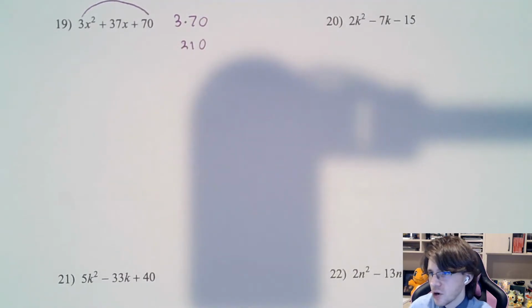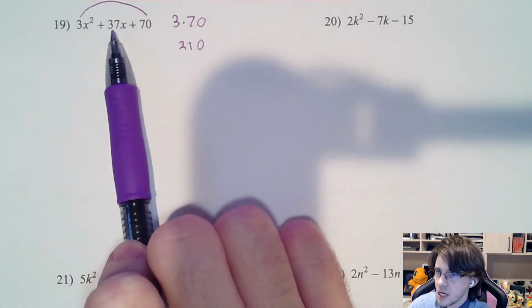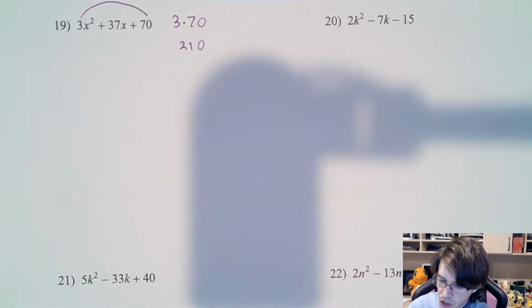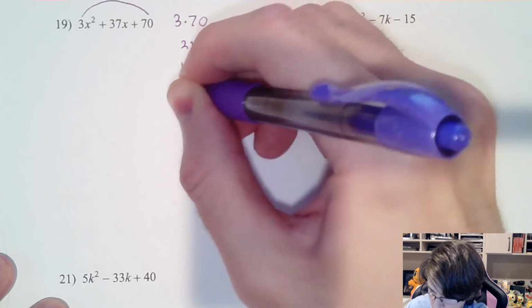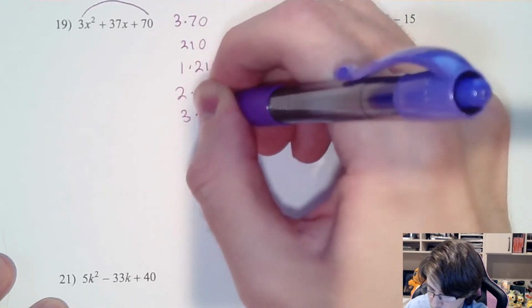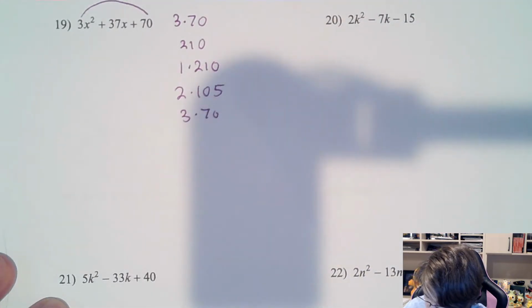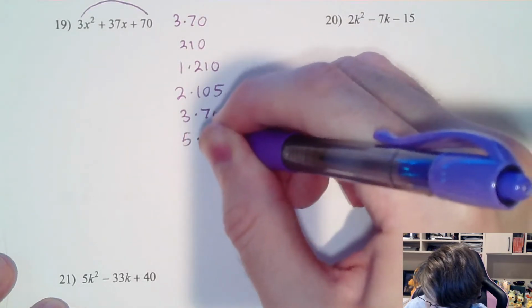Now we need to figure out all the things that multiply to 210 with the goal of figuring out the ones that add to 37. You might be able to figure out the ones that add to 37 right away, and I encourage you to stop once you get there. So 1 times 210, we have 2 times 105, 3 multiplied by 70. Does 4 go into 210? No, it does not. Does 5? Yes, 5 does. 5 multiplied by 42.